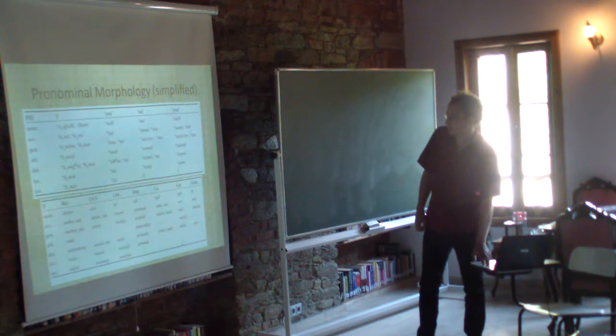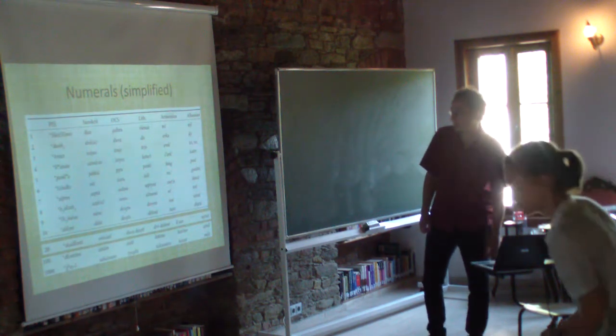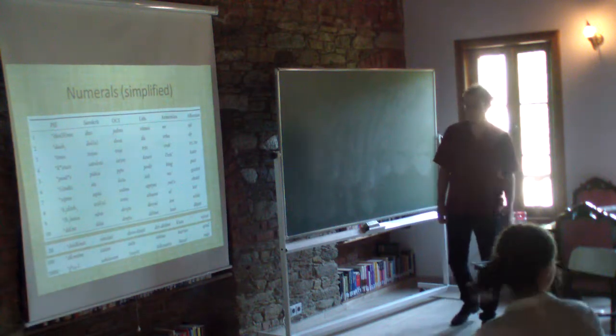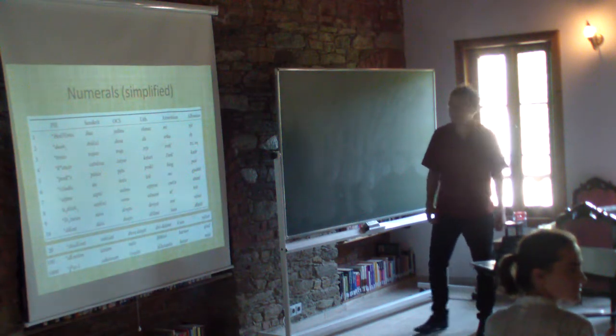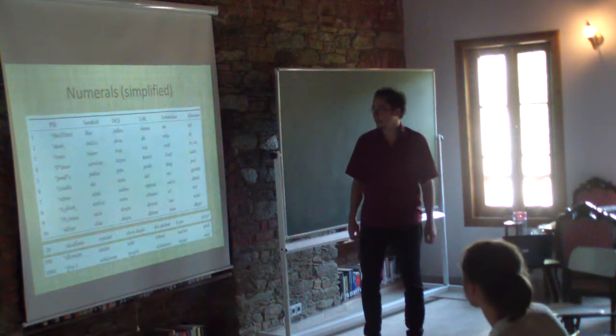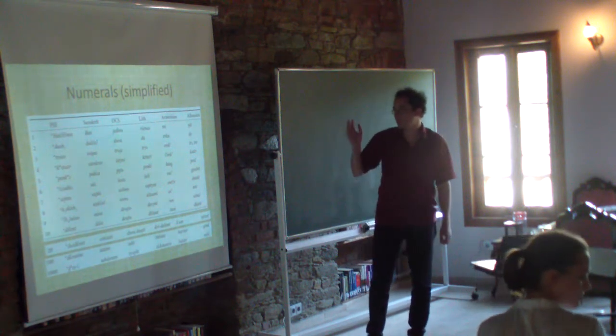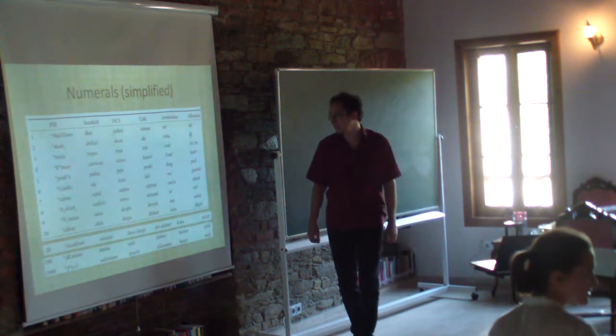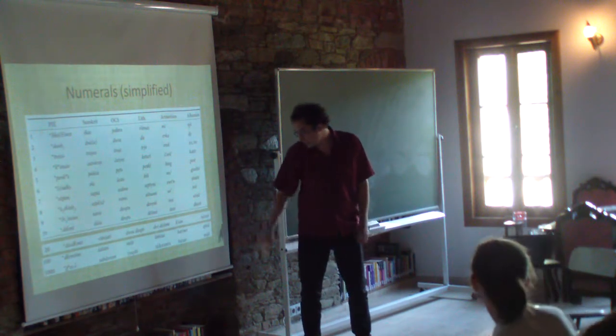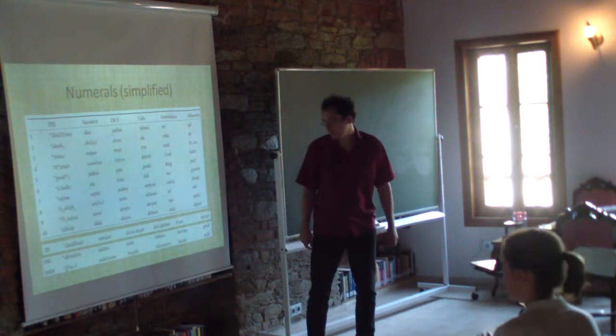So let's go back to the numerals. We reconstruct the entire numeral system; these are the cardinal numbers, so 1, 2, 3, 4, and so on, until 10. And what is interesting is 20 and 100.